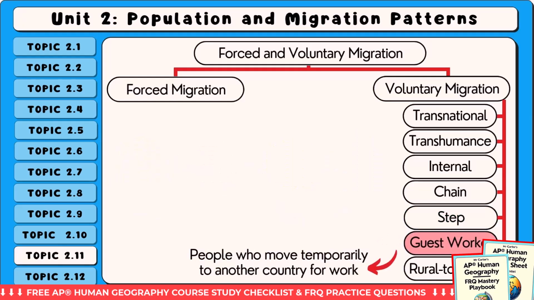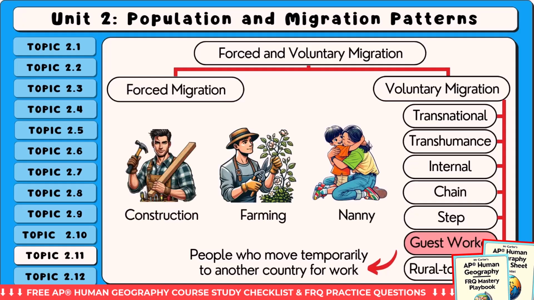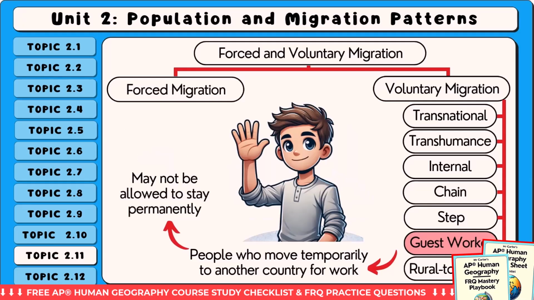Guest worker migration involves people who move temporarily to another country for work. These migrants are often recruited to fill jobs in industries like construction, farming, or domestic work. They may not be allowed to stay permanently or bring family members. Many countries depend on guest workers to support their economies.